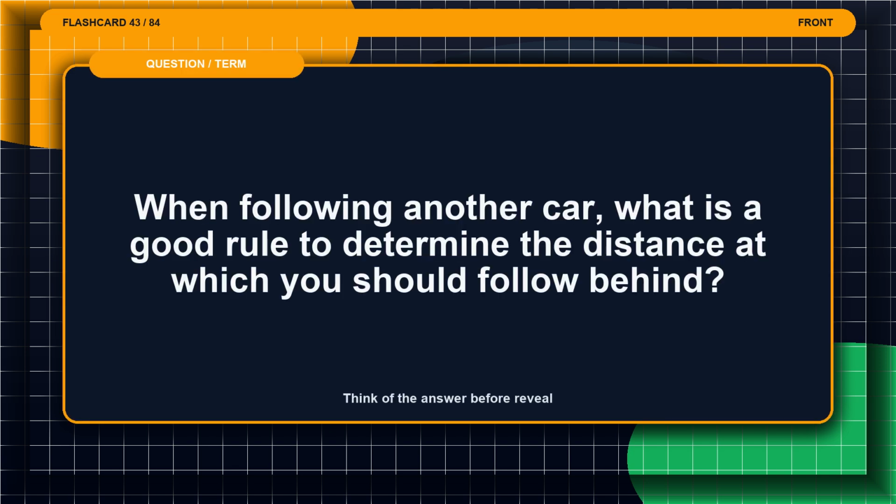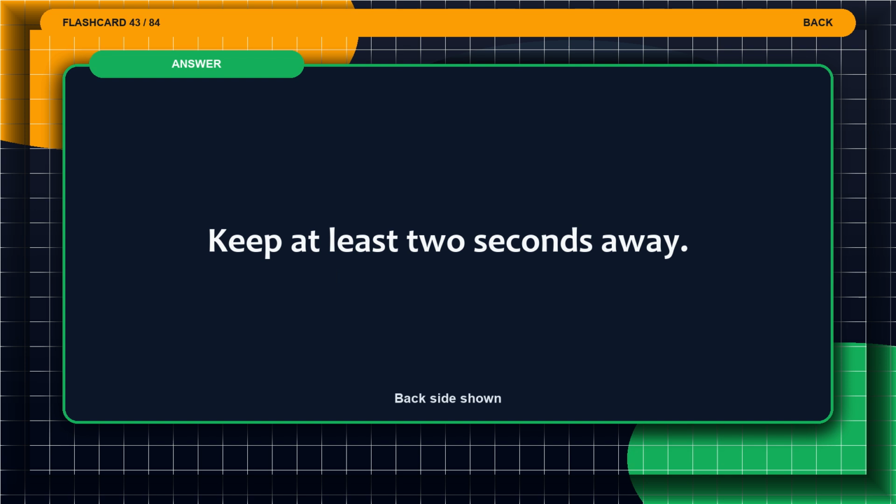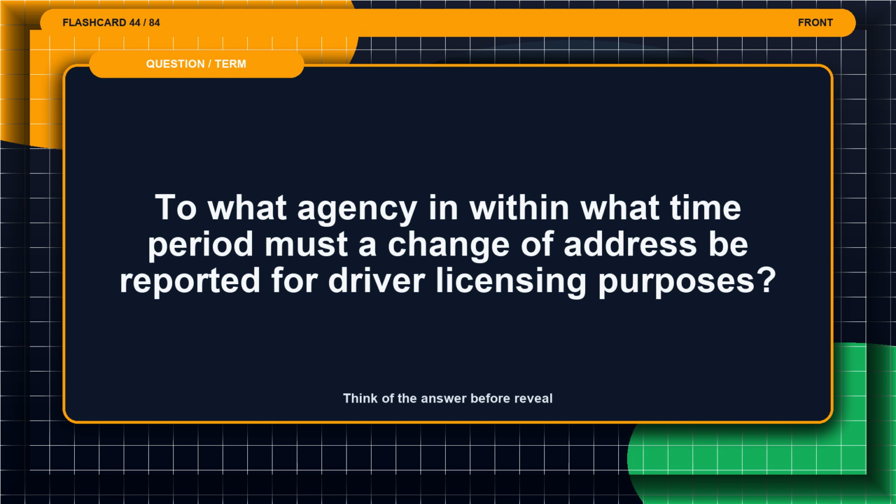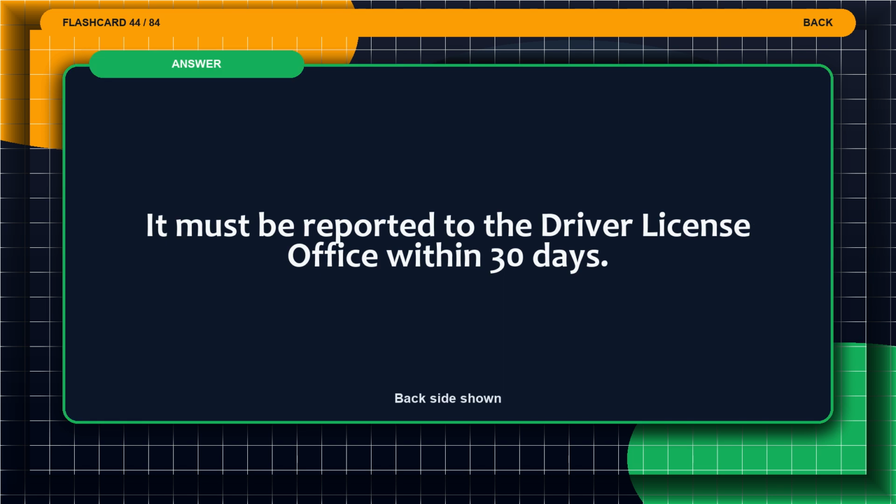Flashcard 43. When following another car, what is a good rule to determine the distance at which you should follow behind? Think of the answer before the reveal. The answer is keep at least 2 seconds away. Flashcard 44. To what agency and within what time period must a change of address be reported for driver licensing purposes? Think of the answer before the reveal. The answer is it must be reported to the driver license office within 30 days.